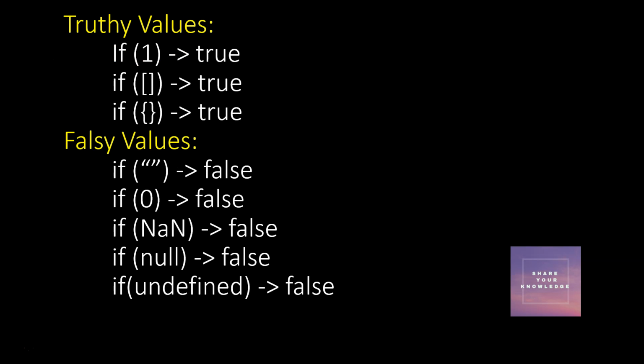So we all know this, right? If of one means it is true, so it will execute whatever is inside the if condition. And likewise, an array, an empty array and an empty object are all true. But if you have an empty string, it means false, so whatever you have put inside the if condition will not execute. Likewise for 0 and NaN, null and undefined.